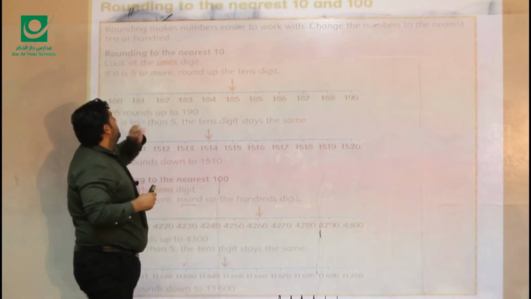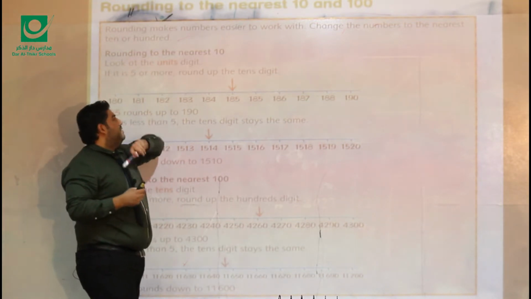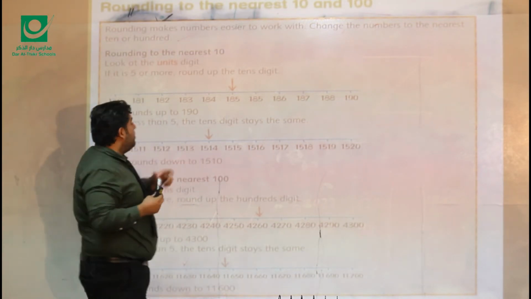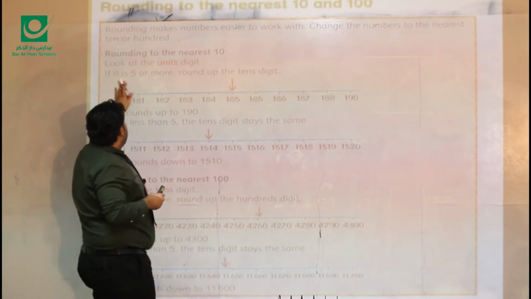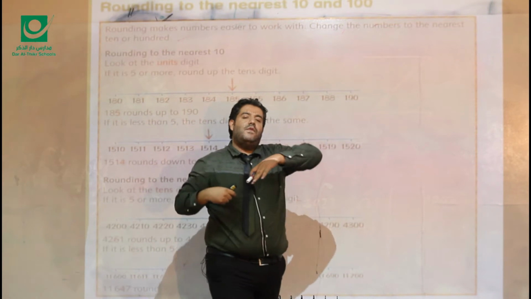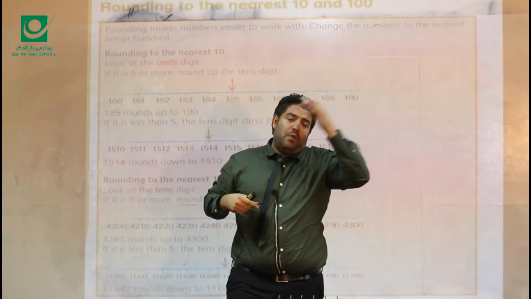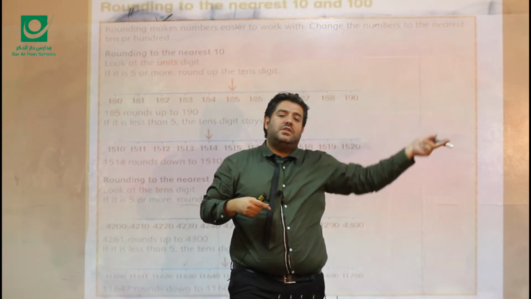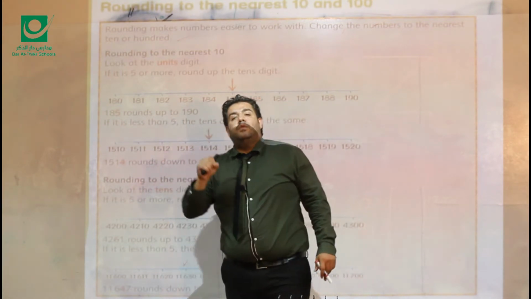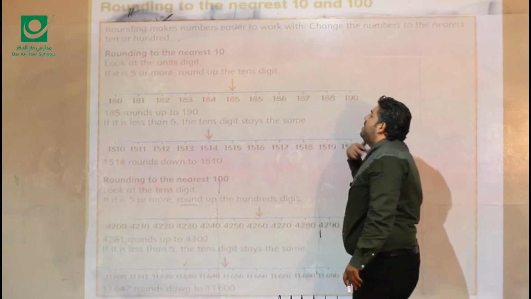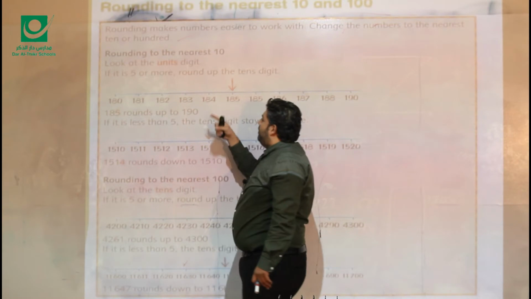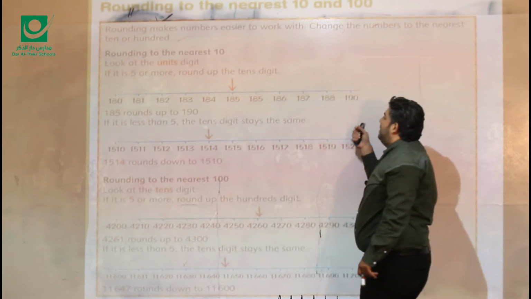Rounding to the nearest 10. Look at the unit digit. When I ask you about rounding to 10, look at the unit digit. If it is 5 or more, round up the tens digit. If it's 5 or more, add 1 to the next digit. If it's less than 5, the digit turns to 0. What I mean, look here. 185 rounds up to 190.